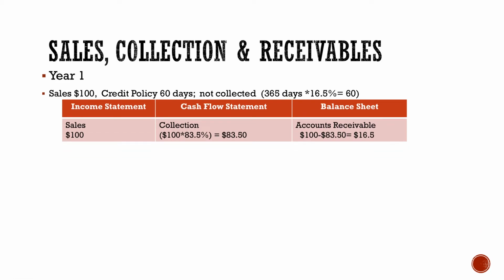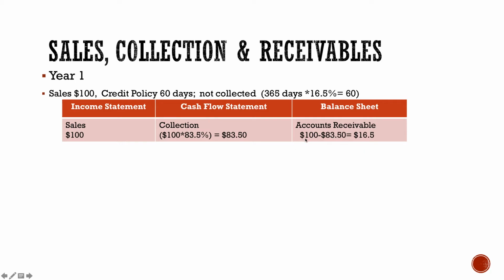What is going to happen? In your income statement, sales will be reflected totally, because you have the right to collect this total amount. Your collection is going to be everything except those 16.5%, I mean the 83.5%, for a total of 83.50. That will be your inflow from collections of sales in the cash flow statement. And in the balance sheet, this 16.5% of your sales will be your accounts receivable.